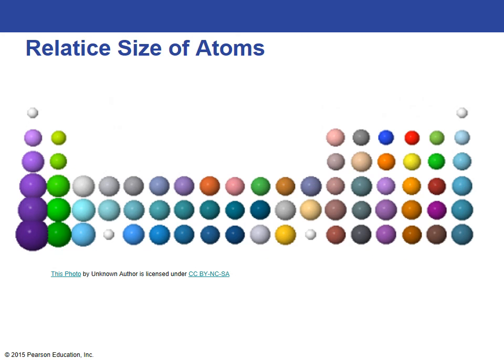This is a good graphic. Your book has a different one showing you the size of the atoms, and the sizes change as we had discussed based on the charge of the nucleus and then how many electrons are needed to balance that charge.